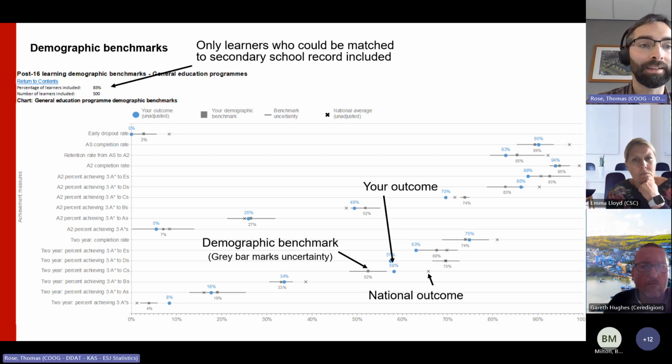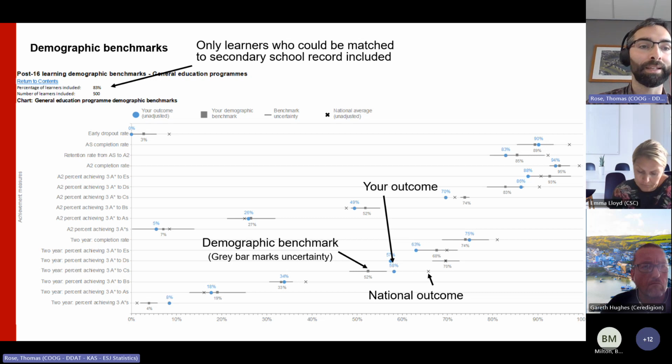First thing to look at is that we don't include all the learners here. It's only the learners who we have a secondary school record for. So for example, if you had a learner who did their secondary school GCSEs in England, then they won't be included in your benchmarks. If they studied somewhere else in Wales, we probably have managed to match their secondary school record, but we'll tell you how many of your learners we've actually managed to match.